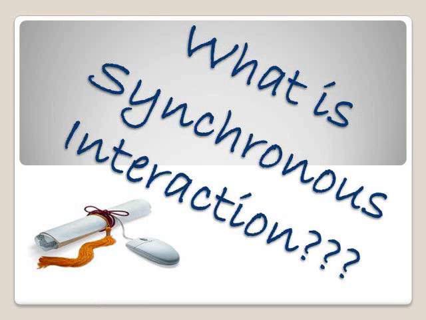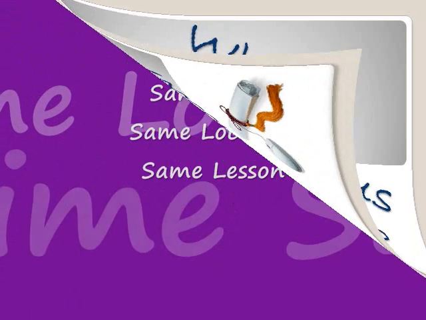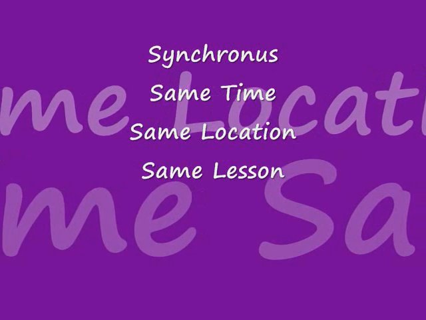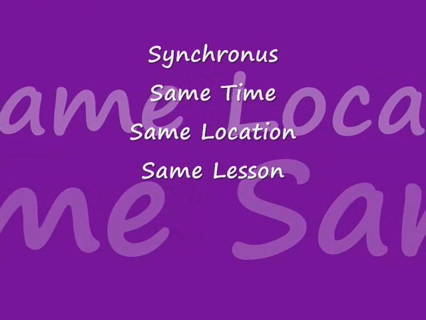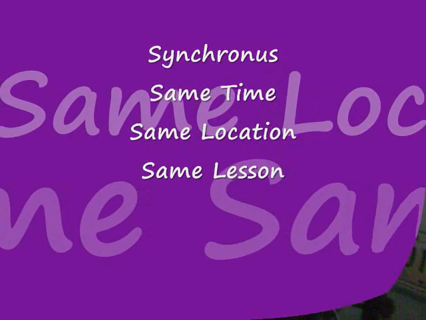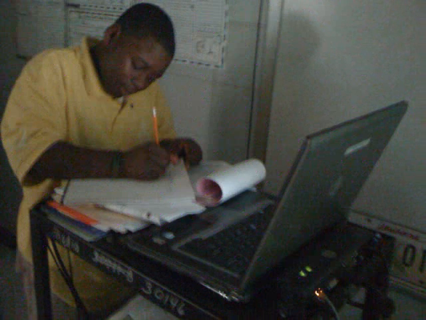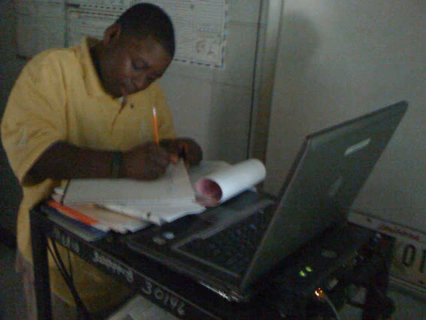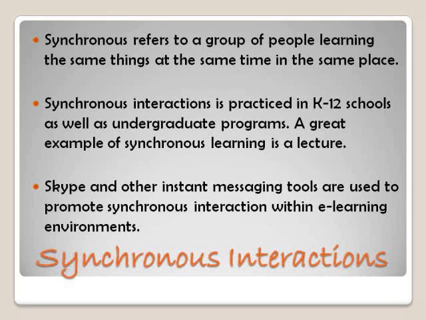What is synchronous interaction? Synchronous, same time, same location, same lesson. Synchronous refers to a group of people learning the same things at the same time in the same place.